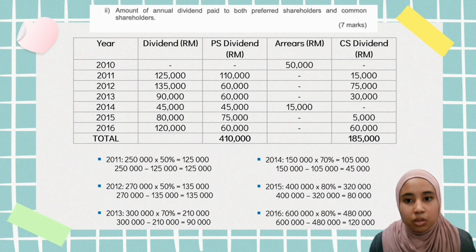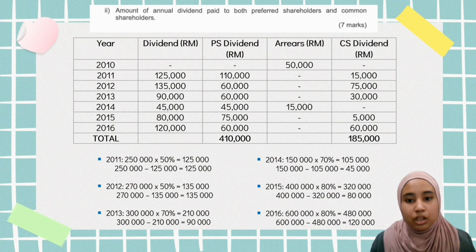Therefore, to calculate the amount of dividend from retained earnings, the formula is annual net income minus net change in retained earnings equals dividend paid. Using the same perspective, now we are going to calculate the dividend. However, we need to find the amount of retained earnings first.